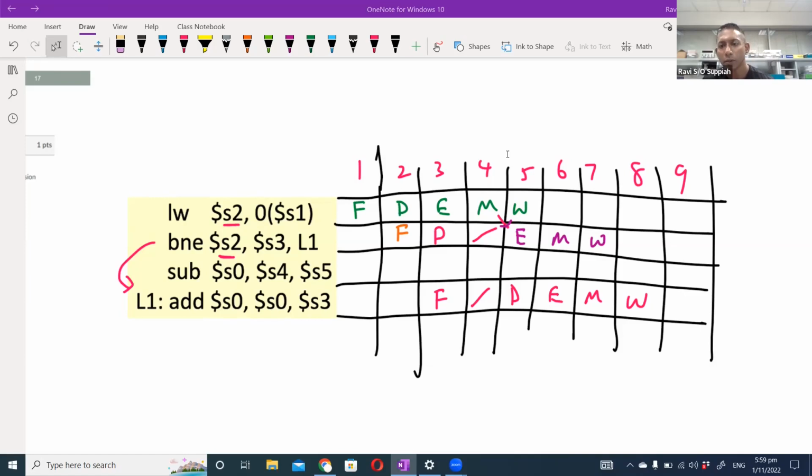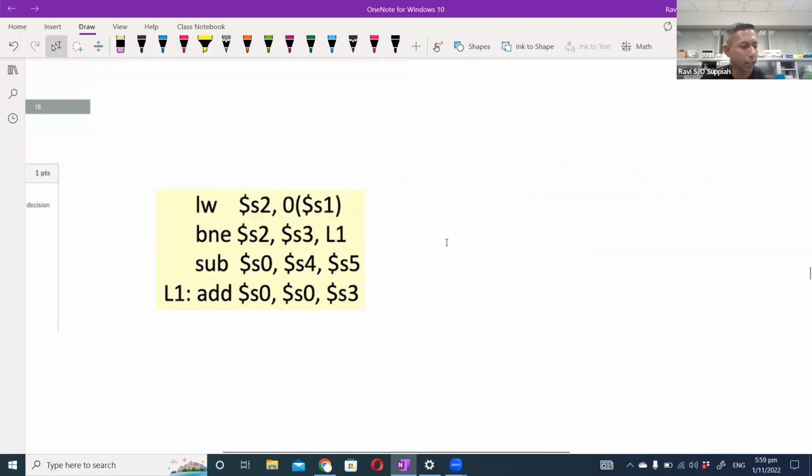There's a question that it is in line with the instruction we're executing, correct? So in our case, we know that we are executing this L1 add instruction, so we leave the other line blank. So that is with the branch taken prediction.